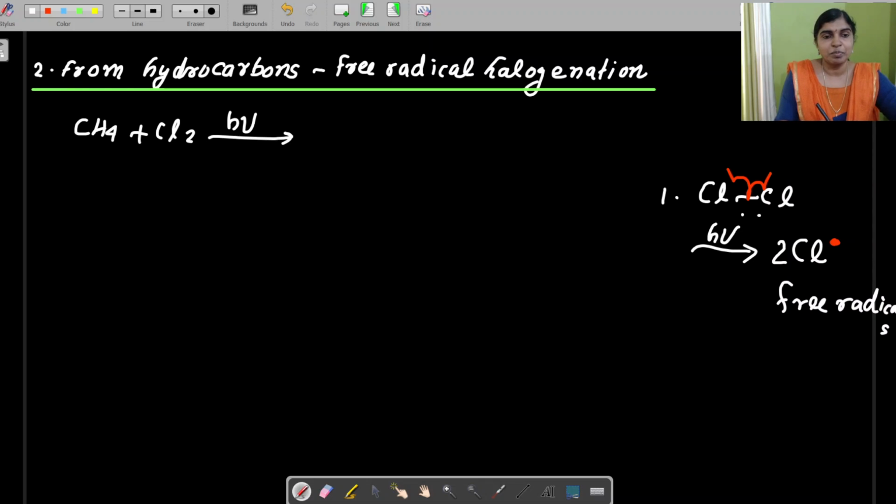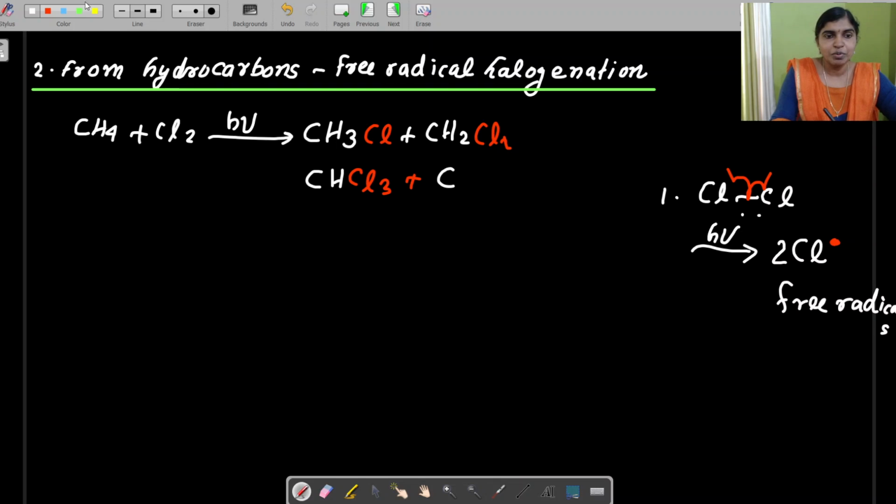And how does the chain propagation happen? One of the hydrogens is replaced by halogen, that is, this becomes CH3Cl. One of the hydrogens is replaced by chlorine. And secondly, you can have another possibility, that is by replacing two hydrogens by two chlorines. So that is a di-substituted product. Or you can replace three hydrogens with three chlorines like this, CHCl3. And what about the fourth possibility? You can remove all the hydrogens by chlorines like this.